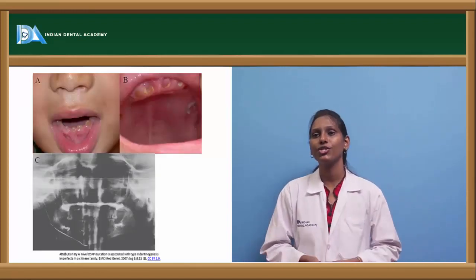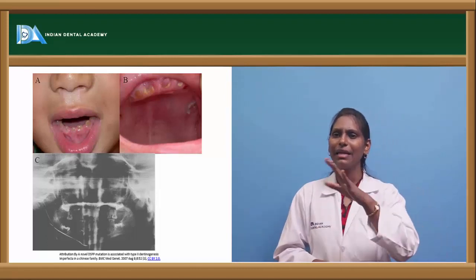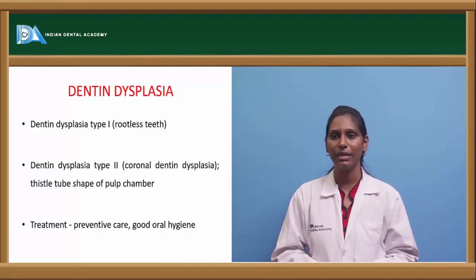So this is a picture showing dentinogenesis imperfecta, where the dentin layer itself, in the X-ray we can see, is not laid properly in these cases.